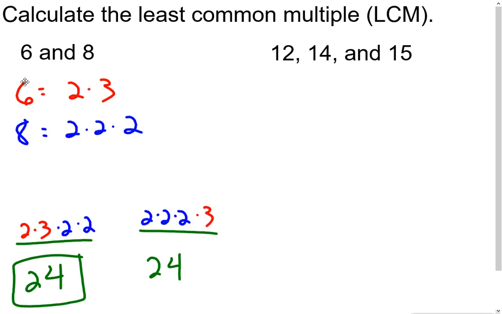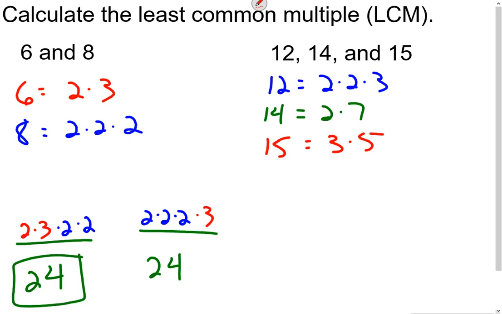So in this next one, when it's 12, 14, and 15, I look at my 12 and I go, what are the prime factors? Prime factors are 2 times 2 times 3. And then I work my way to the 14. Prime factors of 14 are 2 and 7. And last but not least, the 15 has prime factors of 3 and 5. Now, it doesn't matter which number I start with, so I'm just going to start with the 12. I know that all the factors of 12 have to be in my least common multiple. So I have the 2, and the 3.